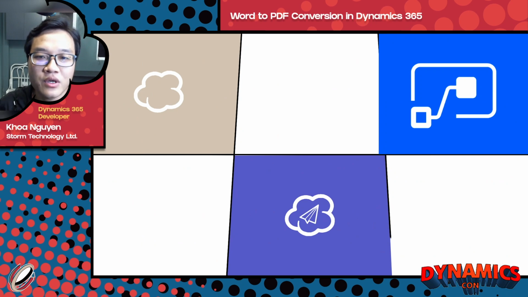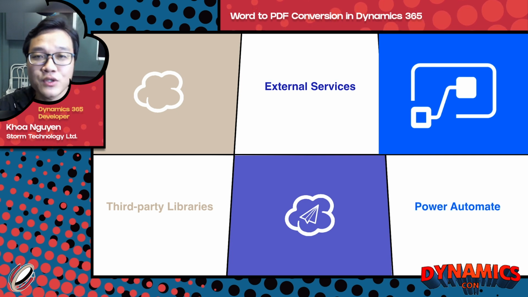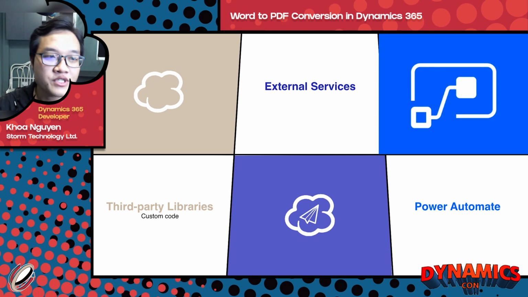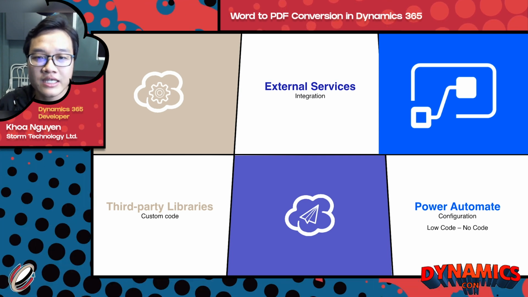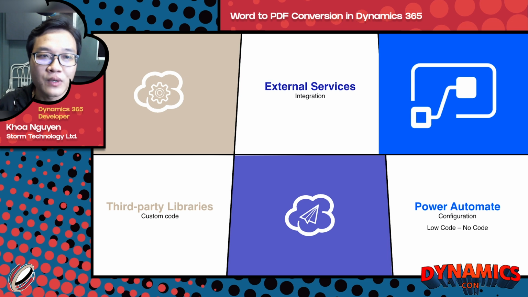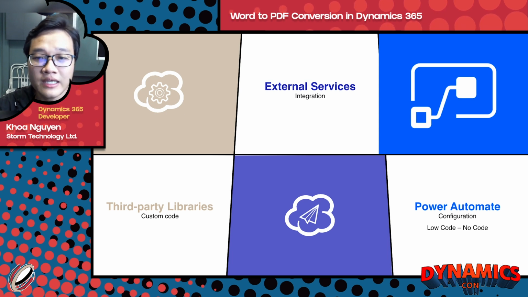Now with the above requirements, we will need to generate a Word document from Word templates and find a way to convert the Word document into PDF. We have a few options here. First, we can use third-party libraries for our custom plugin or workflow. Second, we can let external services do the job, and then we just need to take care of integration. And the third one, we can leverage Power Automate. We just need to do low-code, no-code configuration.